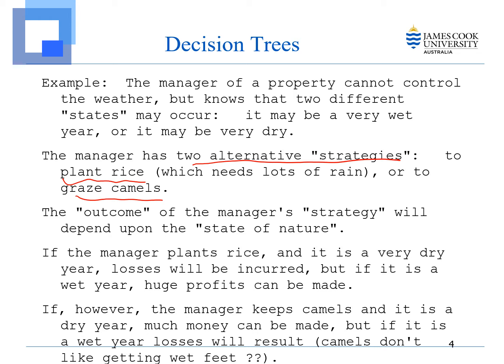The outcome of the manager's strategy will depend on the state of nature. If the manager plants rice and it turns out to be a very dry year, then the farm will suffer loss. But if it's a wet year, huge profits can be made. In contrast, if the manager decides to graze camels and it turns out to be a dry year, then there's a profit. However, if it's a wet year, then the property is going to make a loss.